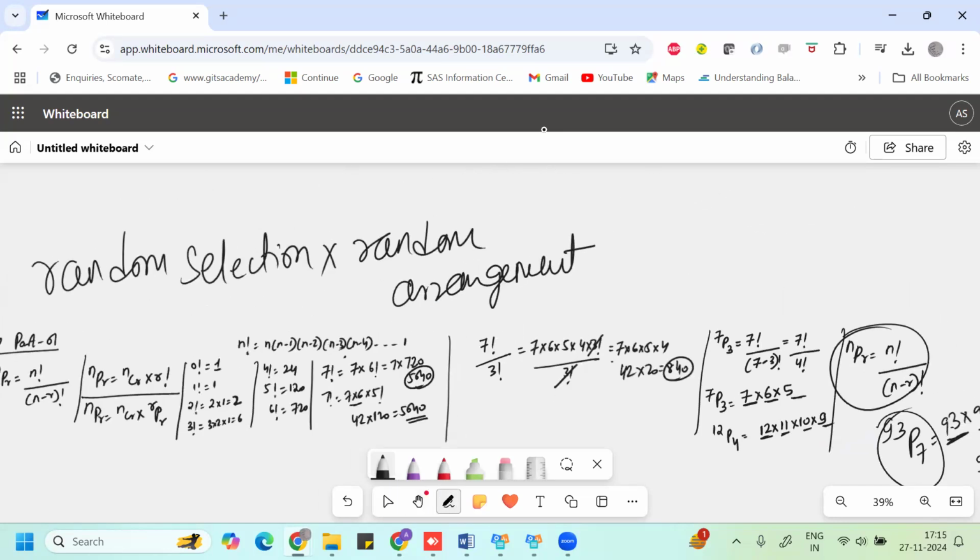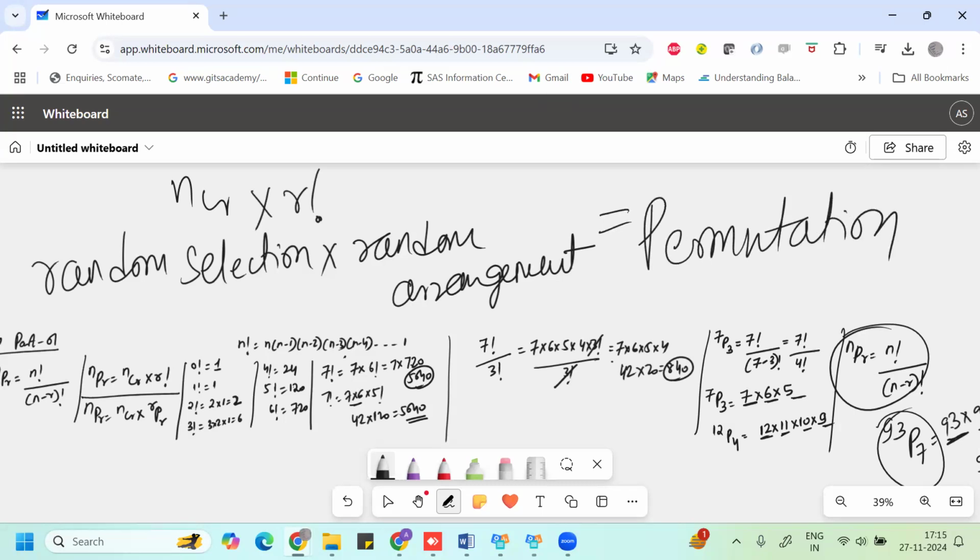Random selection is combination. So it means from n objects you have chosen r objects. Now r objects in r places you will arrange in r factorial ways. That will give you permutation. That is the meaning of permutation. So NCR into r factorial is equal to NPR. So random selection followed by random arrangement is what your permutation is.